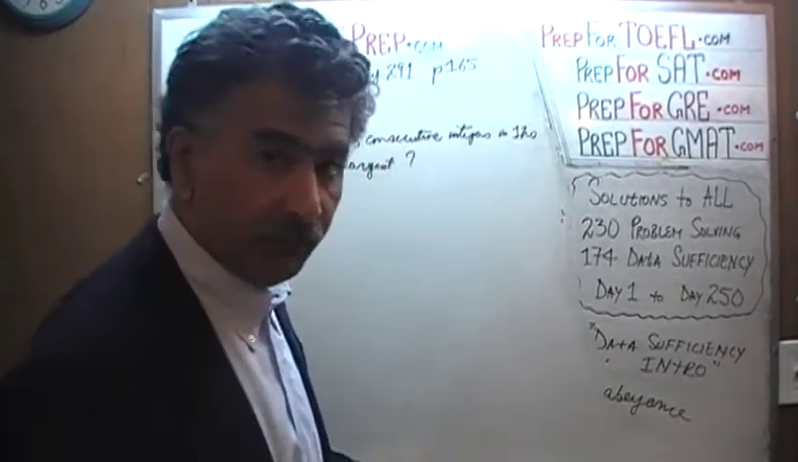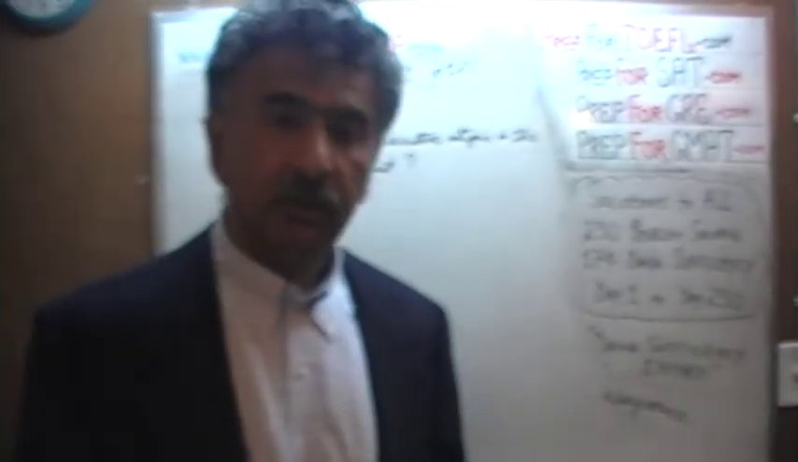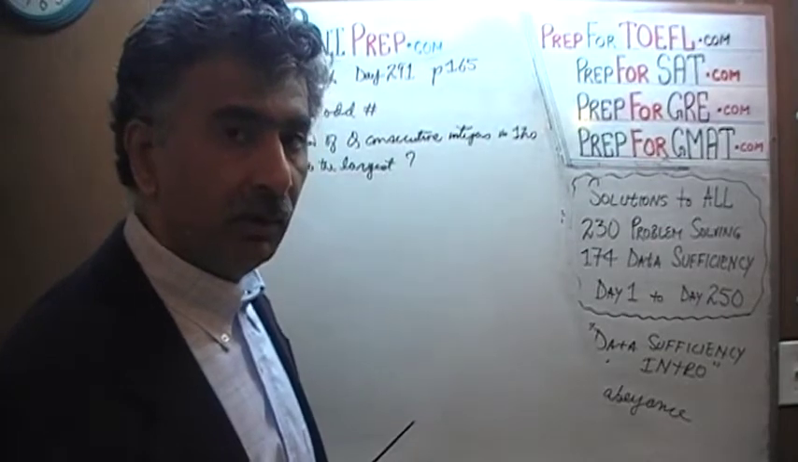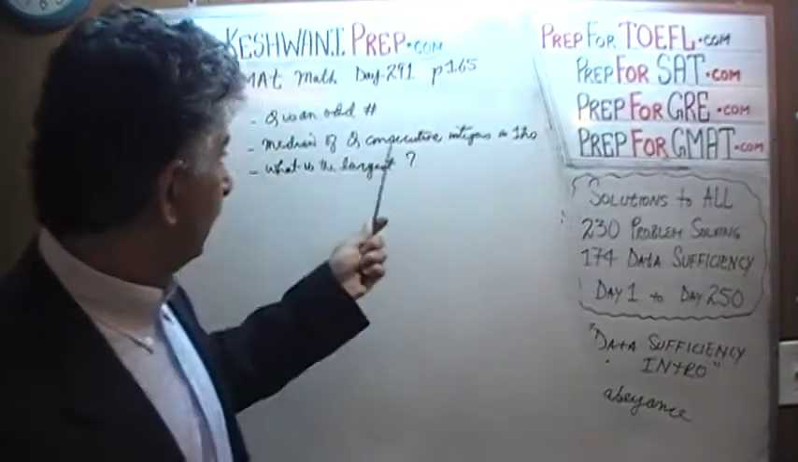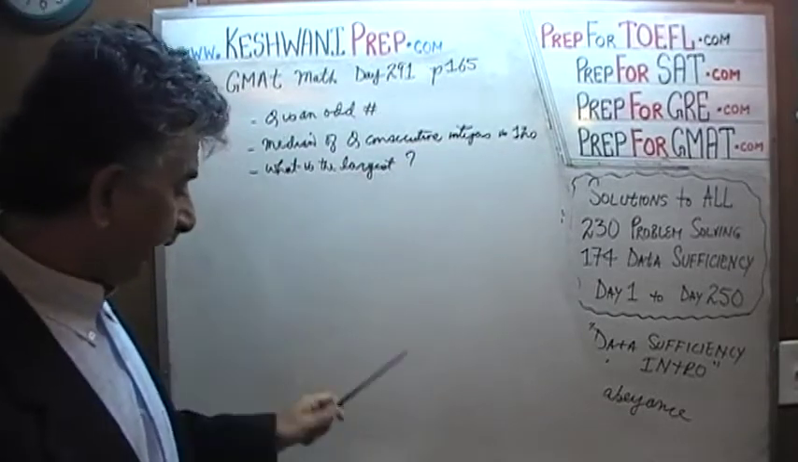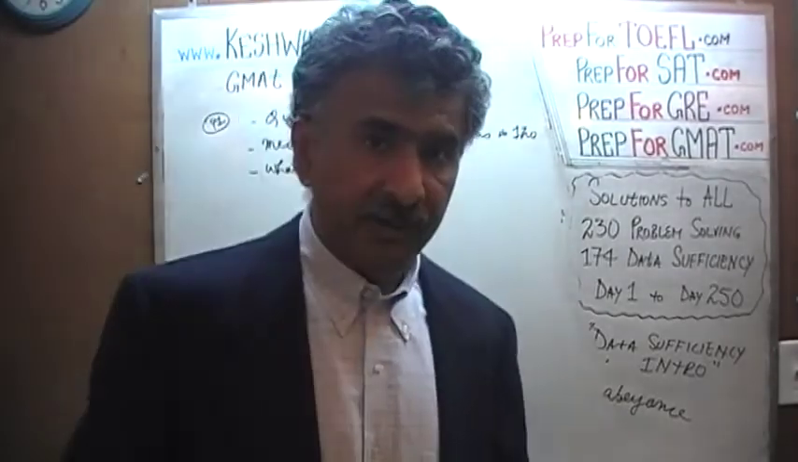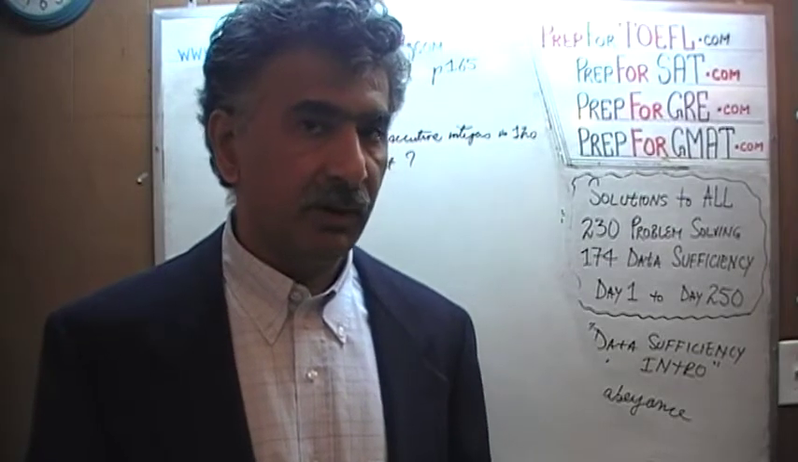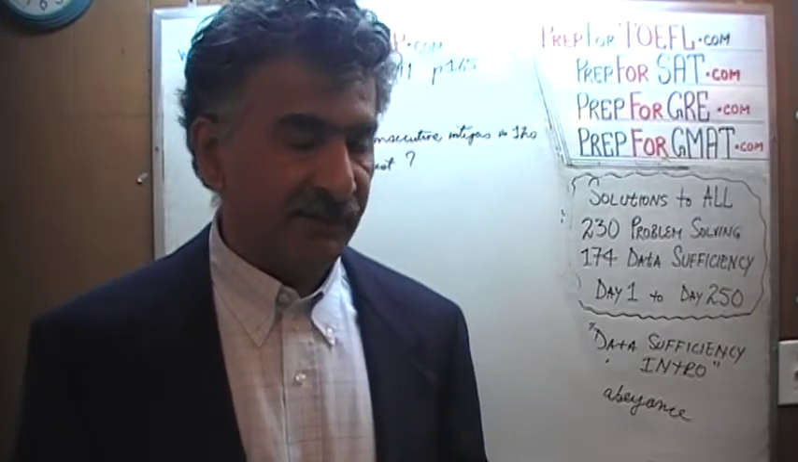The simplest, the quickest, the easiest, the most efficient way to tackle this problem is to simply make up a number for Q. Just plug in a number for Q. Now, having said that, whenever you plug in a number for a variable, it's always a good idea to plug in numbers in a smart way, in a way that minimizes our work.